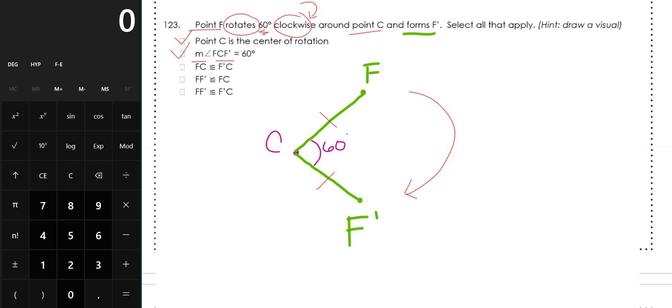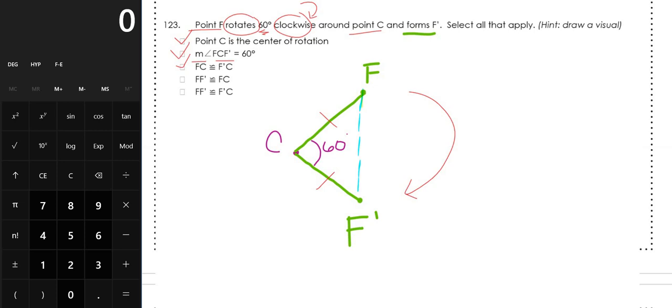So yeah, FC and F prime C are going to be congruent. Next question, and check this one off. FF prime. Okay, so they're adding a new line segment here, FF prime. So I'm going to draw a little dashed line connecting F and F prime. Notice I'm forming a triangle here. So they're saying, is FF prime, this blue line segment, congruent to the top line segment FC?